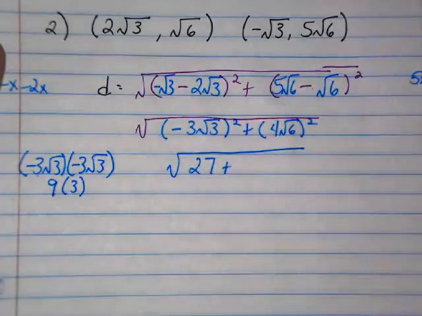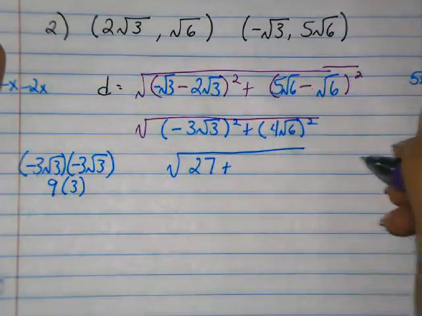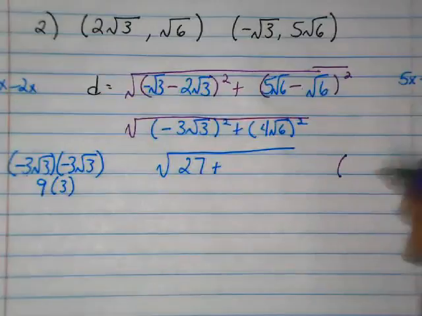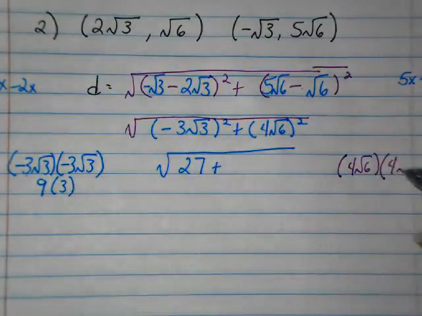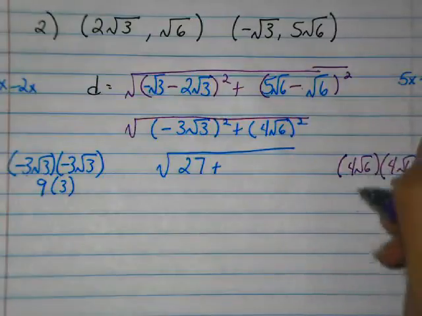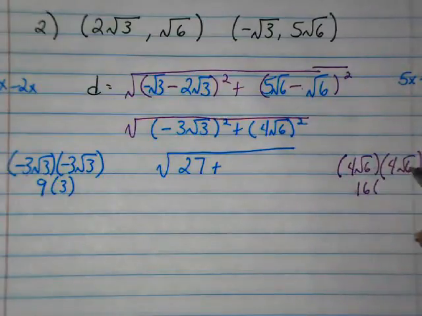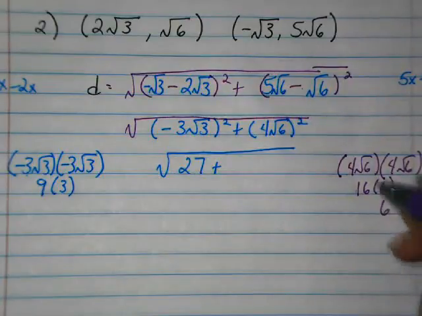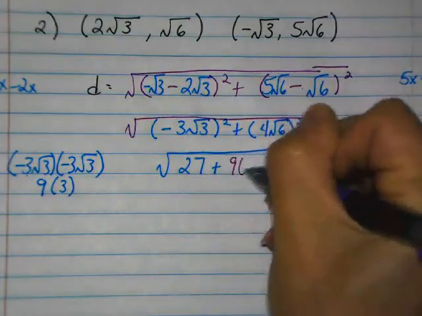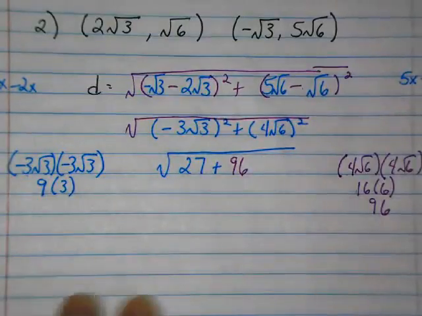Okay, let me do the same thing over here. So I have 4 square roots of 6 times 4 square roots of 6. 4 times 4 is 16. Square root of 6 times square root of 6 is 6. And now I do the math and get 96. Okay, and I keep going and I get 123.